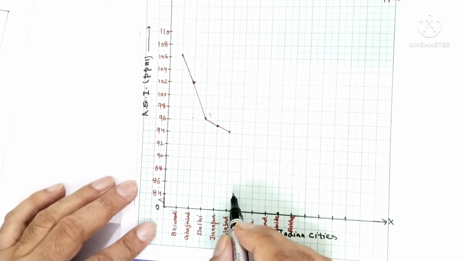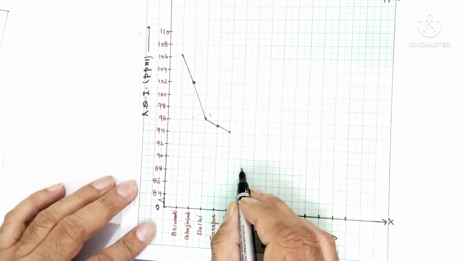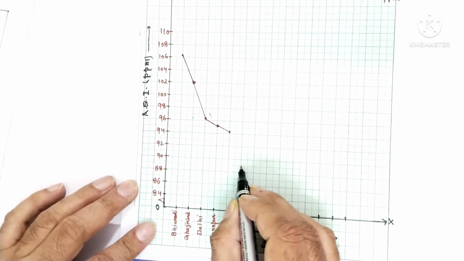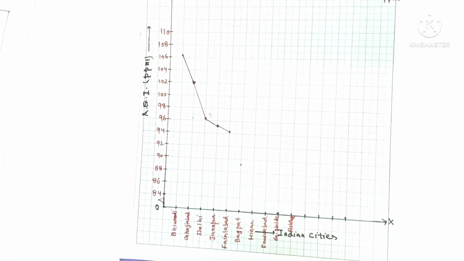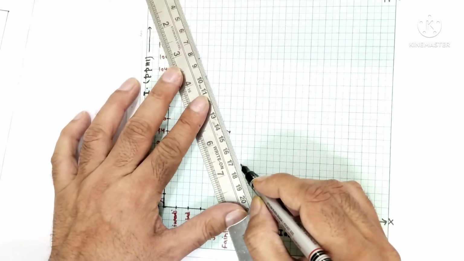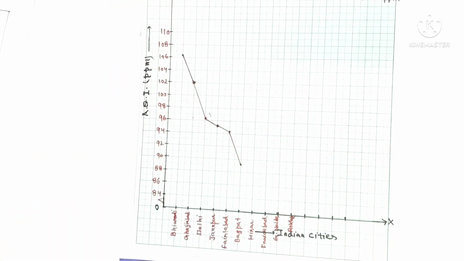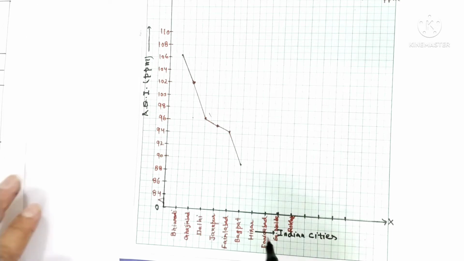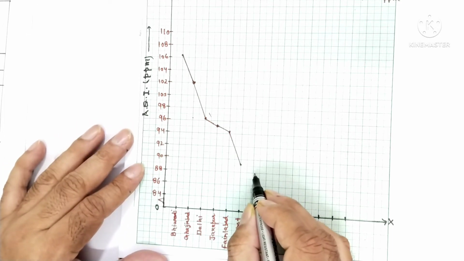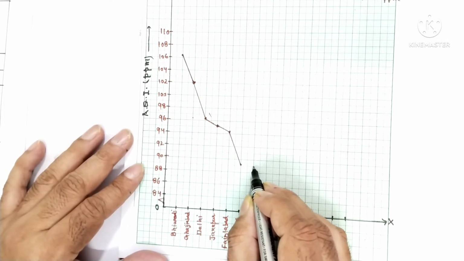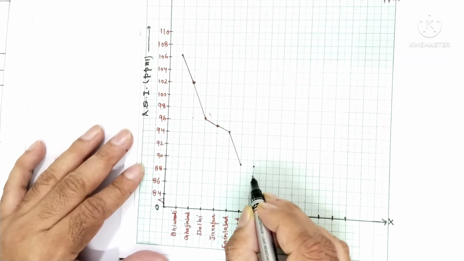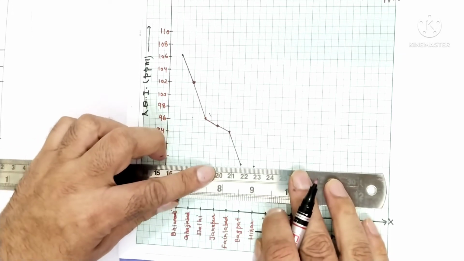Where will 89.1 come? This is between 88 and 90, this is 89, and 0.1 means after 88, the sixth division. The sixth division after 88 will be 89.1. Next is Hisar, 89. This is Hisar, 89, here, this one between 88 and 90. And you will join it also.